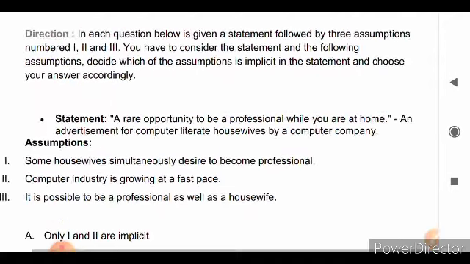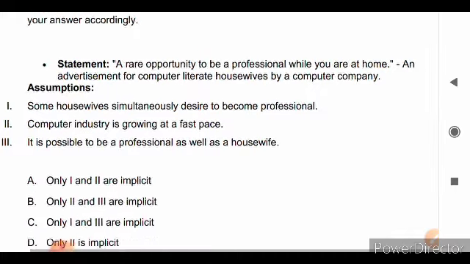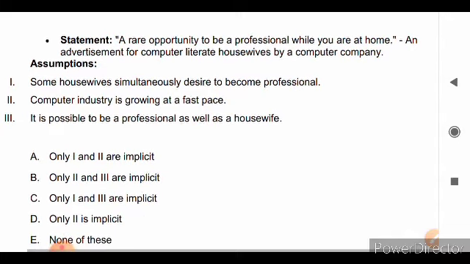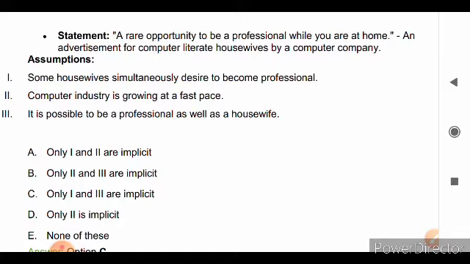Next question. Directions: in each question below is given a statement followed by three assumptions numbered 1, 2 and 3. You have to consider the statement and the following assumptions. Decide which of the assumptions is implicit in the statement and choose your answer accordingly. Statement: a rare opportunity to be a professional while you are at home. An advertisement for computer literate housewives by a computer company.